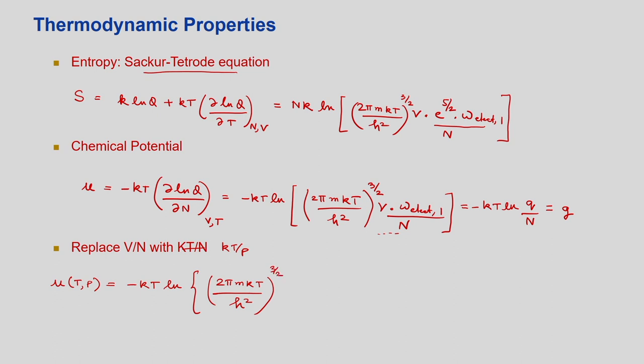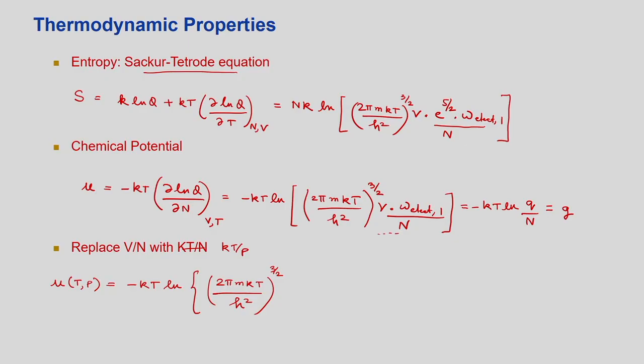Then when I replace it by kT by P, I am introducing another term, which is kT ln P0. So, if I add and subtract kT ln P0, I will just retain the terms of P0 in the denominator. So, I will write here kT by P0 into, plus kT ln of P by P0.